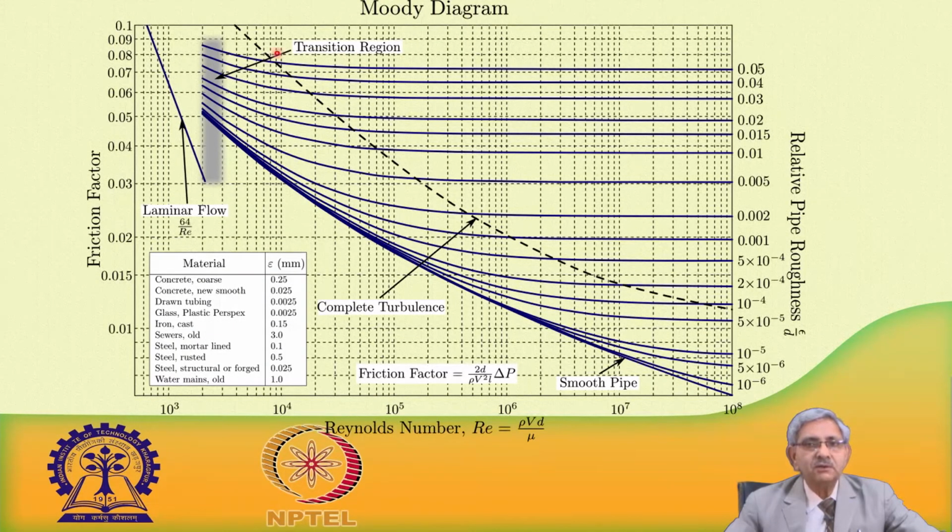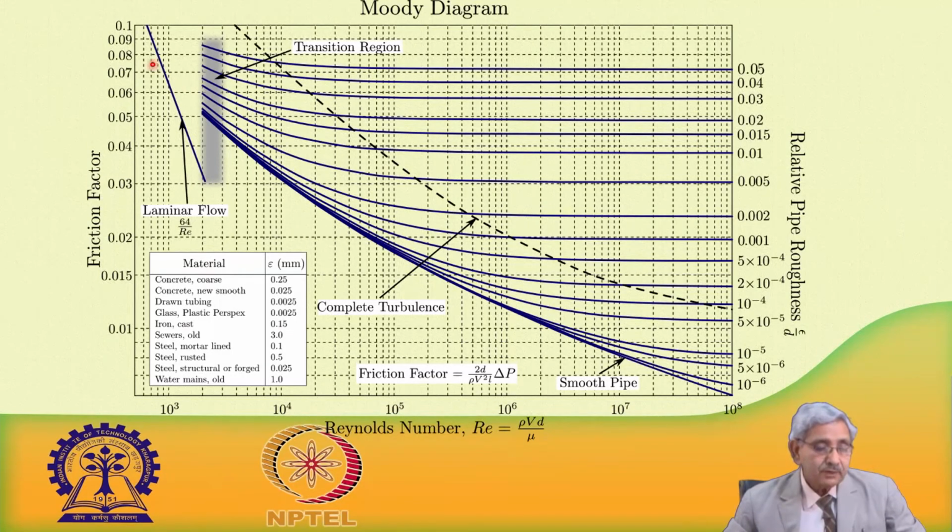Now, the Moody diagram, this is the diagram, and you can see here that it is plotted between friction factor and Reynolds number. Reynolds number I have already explained to you, it is the ratio of the inertial force to the viscous force, which can be given by rho V d by mu. So, V is the velocity of flow in the pipeline, d is the diameter of pipeline, rho is the density of the fluid, that is water here, and mu is the dynamic viscosity.